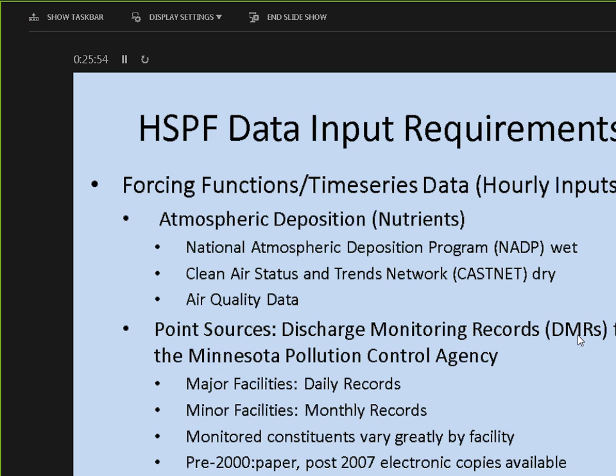We also use monthly records, and that's for the miners. There's thousands and many thousands of miners, and so for that we just take the monthly totals and then we divide them up by the number of hours in the month and put that in. Unless it's a pond system and we know the days that it's discharged, then we put that in.